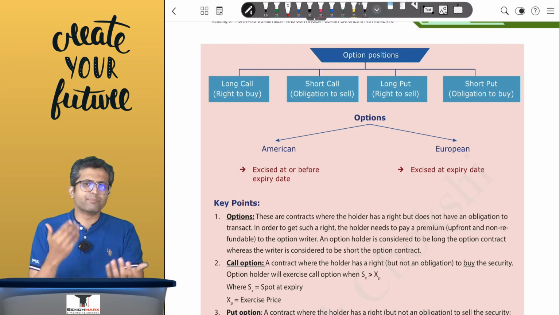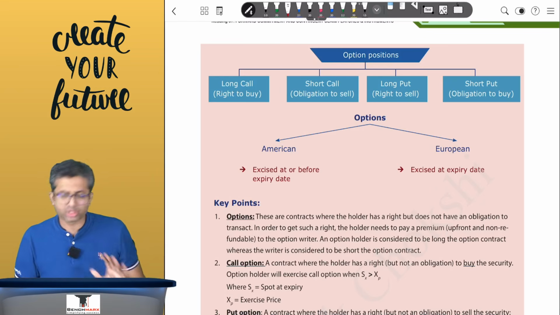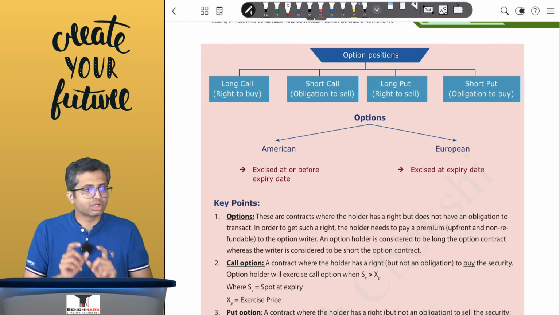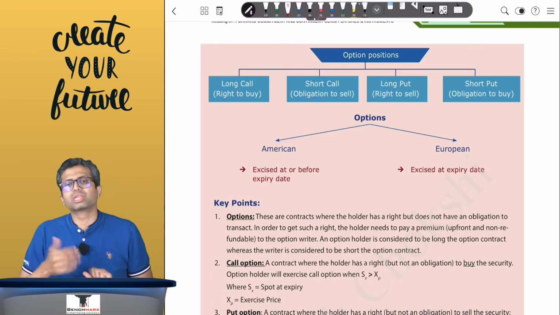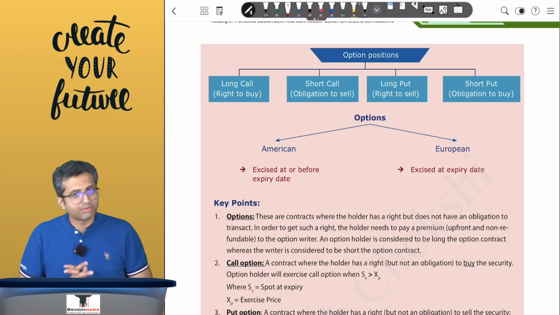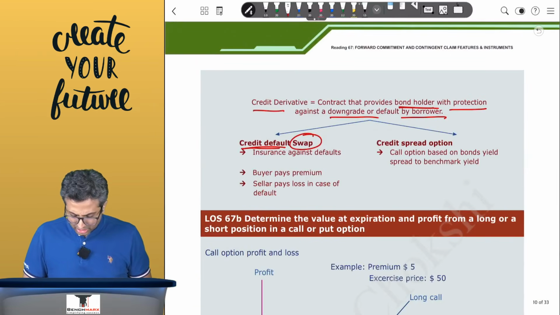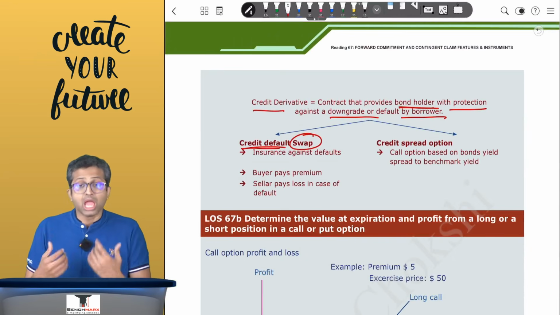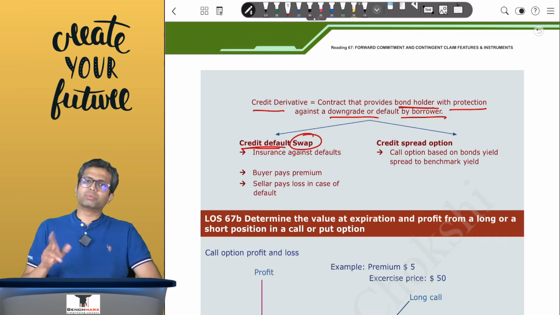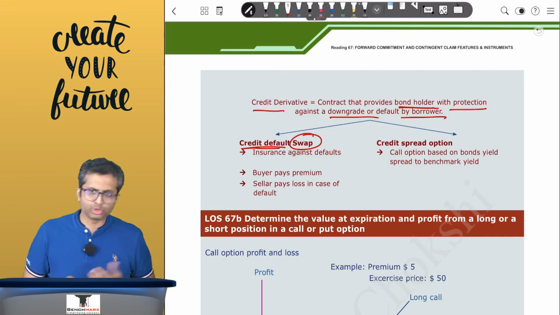So over here, the net payoff can be positive, negative or 0 for both the option writer and the holder, but the total payoff can be positive or 0 for the holder, and negative or 0 for the writer. Now there can be a few other terms as well, like at the money, in the money, out of the money. In the money means an option is likely to be exercised by the holder. At the money is when the strike price is equal to the exercise price, and out of the money means the option is unlikely to be exercised.